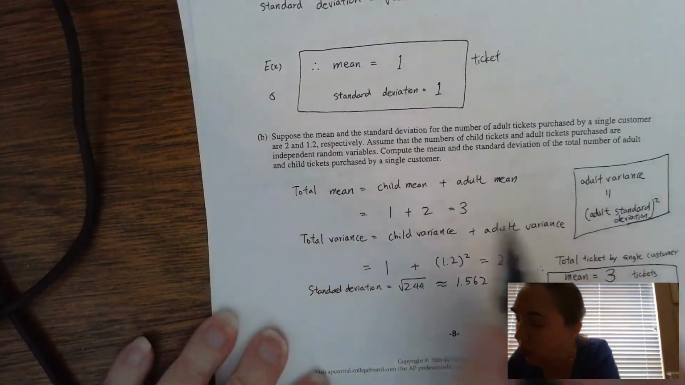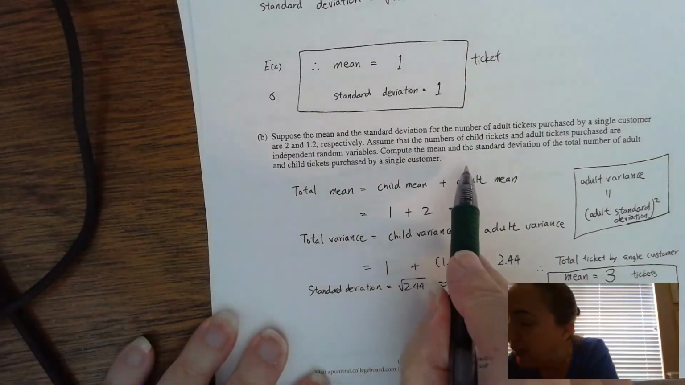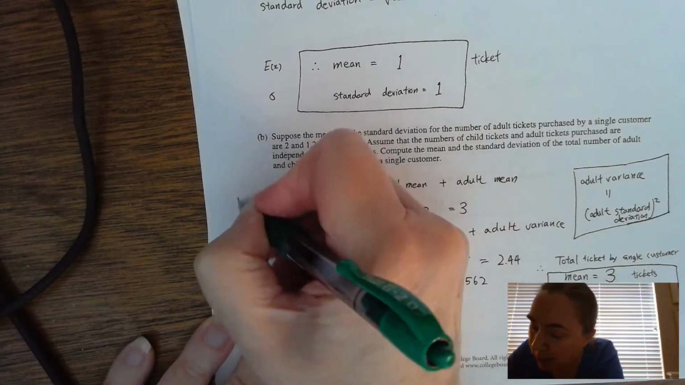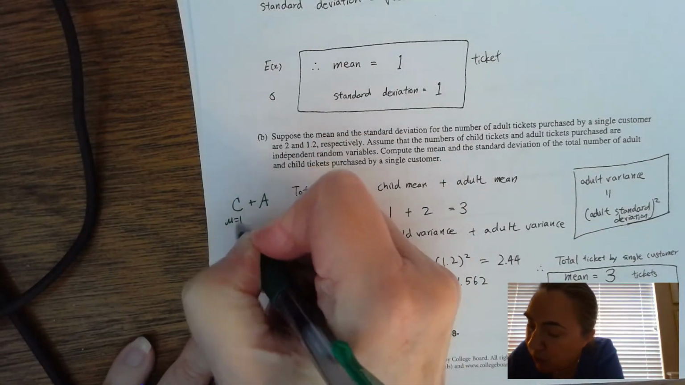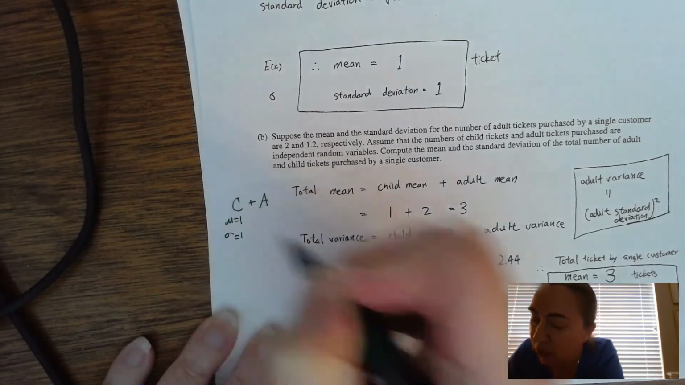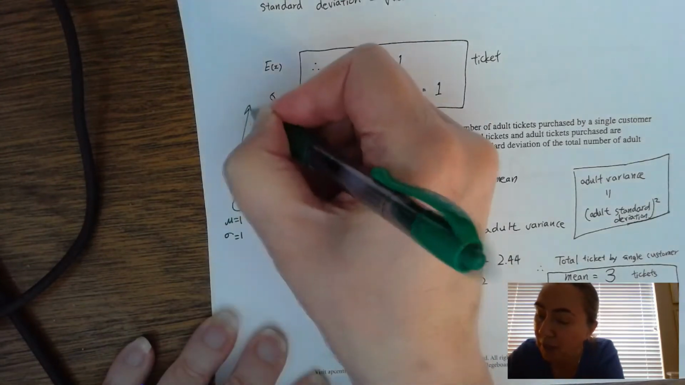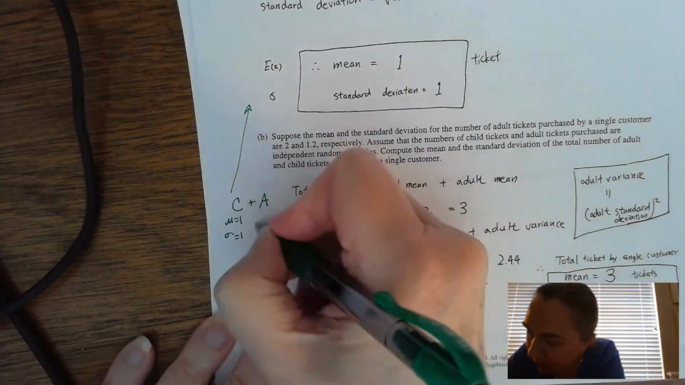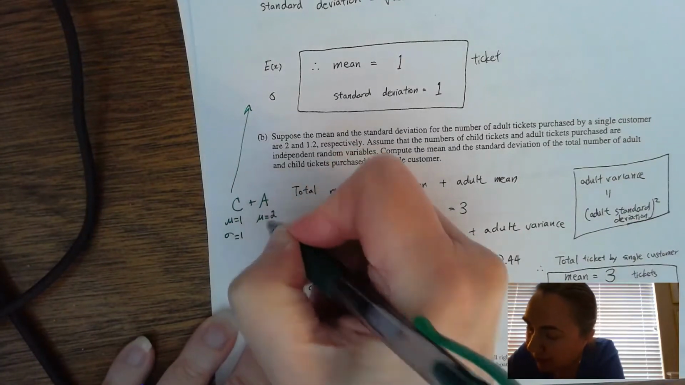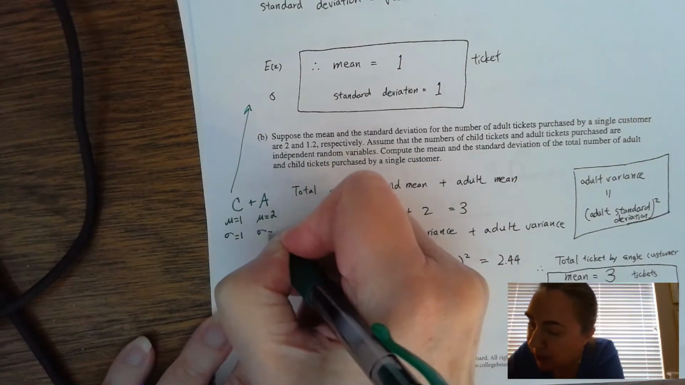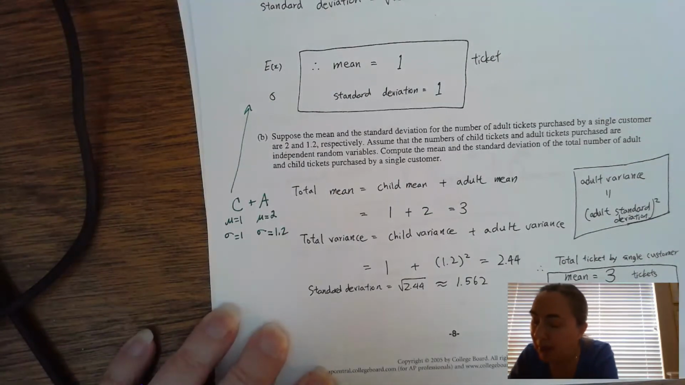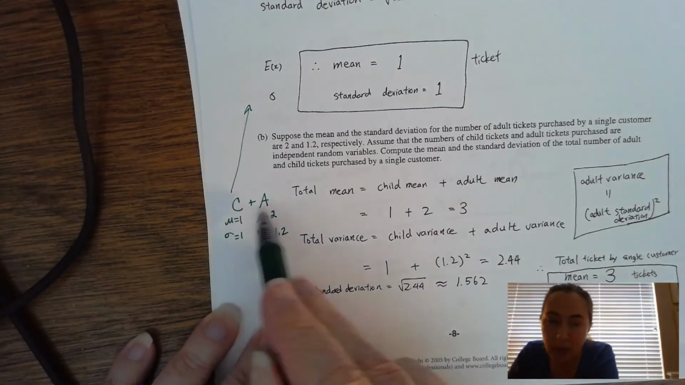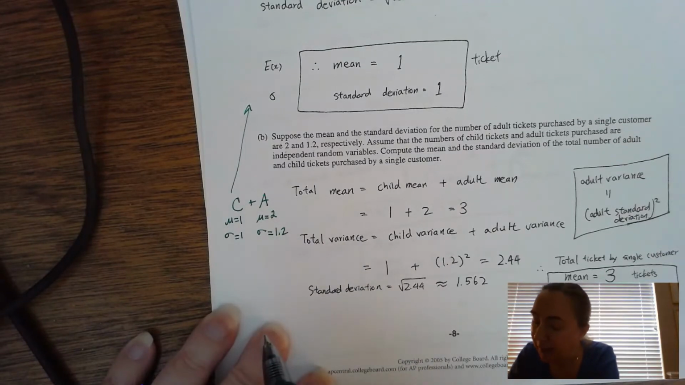I know here we're trying to find the mean and standard deviation for the total. So it's going to be children plus adults. I know the mean for children is 1 and the standard deviation for children is 1. We got that up here from part A. The mean for adults is given to us to be 2, and the standard deviation is given to us as 1.2.